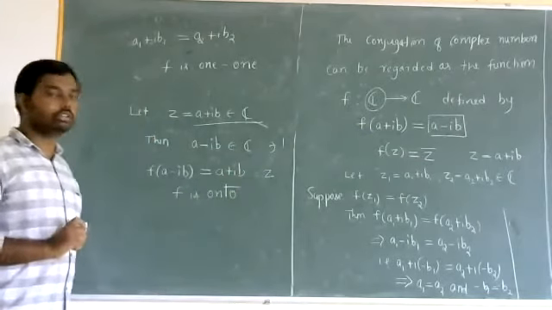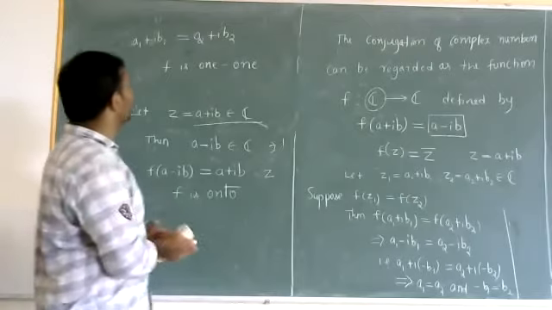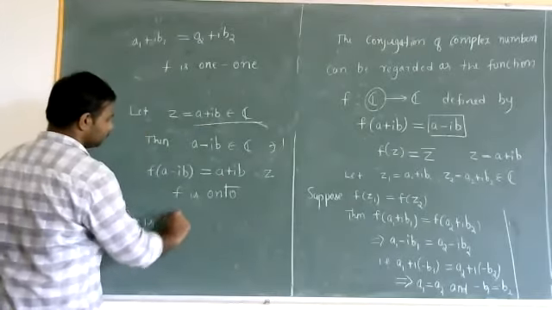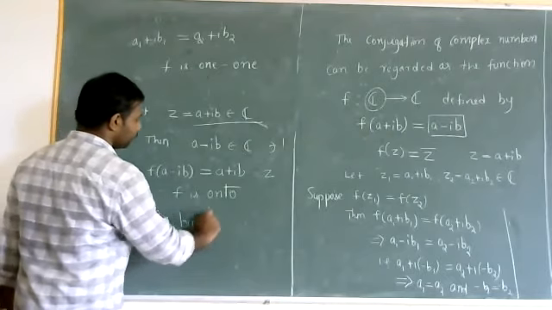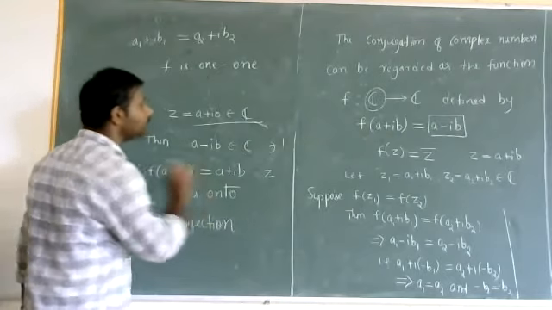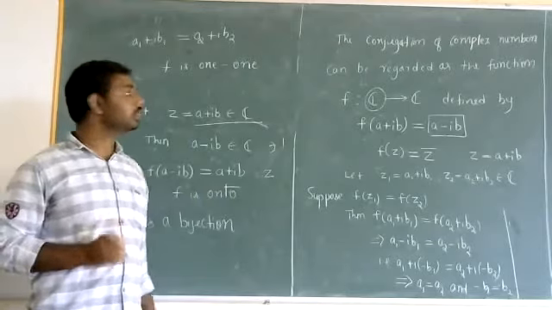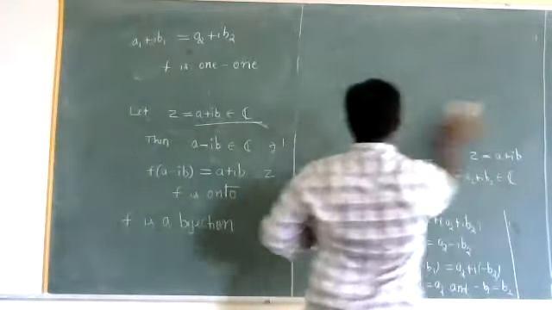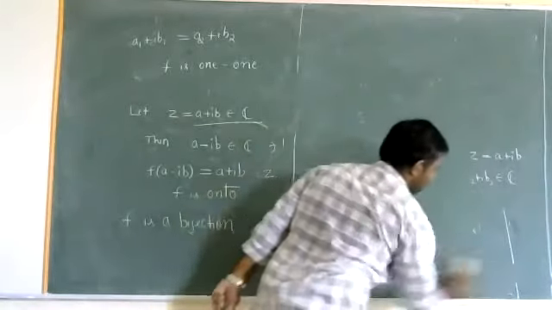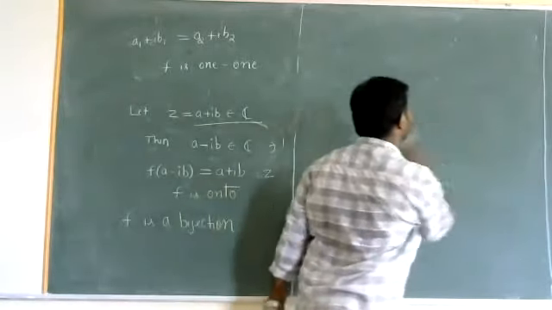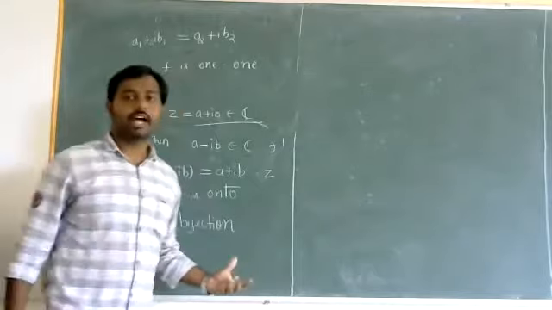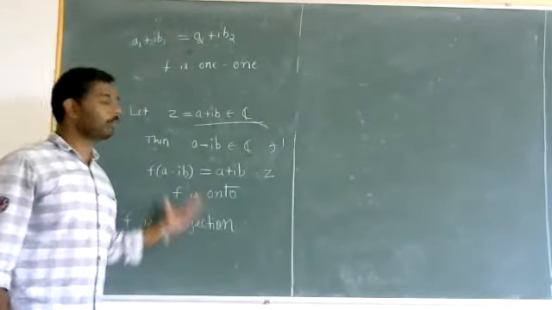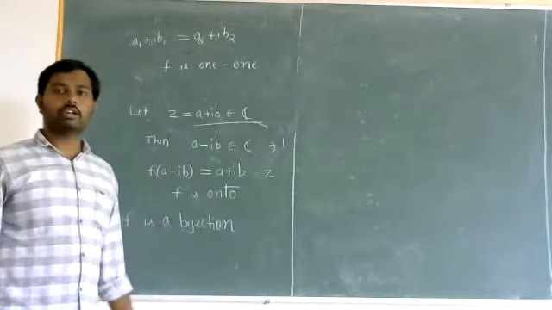F is onto also. So f is both one-one and onto. So f is a bijection. Okay, by this I end the session. In the next session, we shall see some of the properties of the conjugate function.